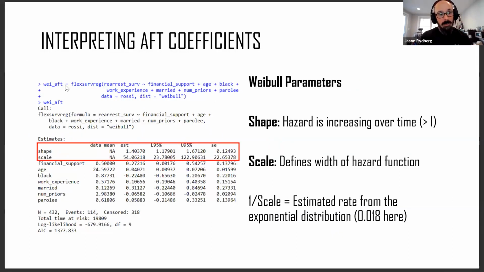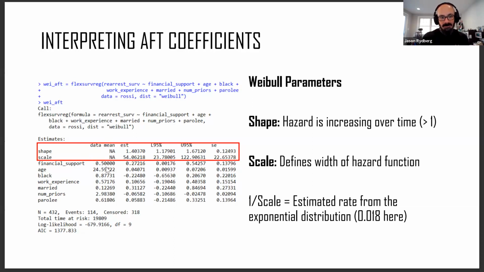Here you can see I've used flexsurvreg on my rearrest survival object. The distribution is Weibull, and it's Weibull meaning AFT, so accelerated failure time. Note one thing that this summary does that can be a little confusing sometimes: it does provide the mean of the data here too. Again, this is an RCT, so 50% of the sample were in the financial support group and 50% were not. That's why this is 0.5, right?